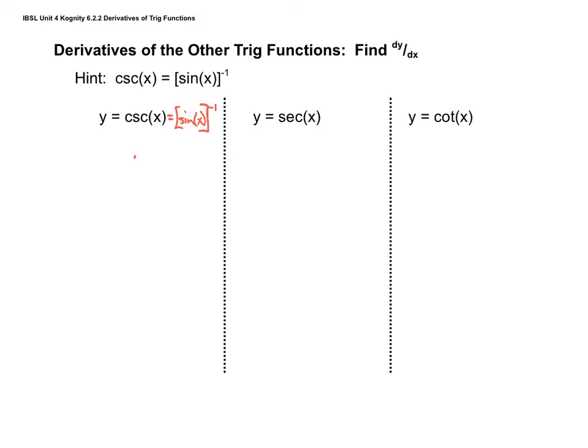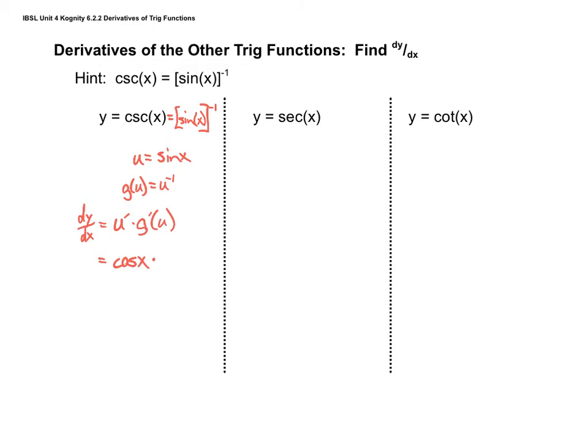So what would the u be in this case? Sine x. What's g of u? u to the negative 1. So if dy/dx is u prime times g prime of u, using our chain rule, what's u prime? u prime is cosine x.